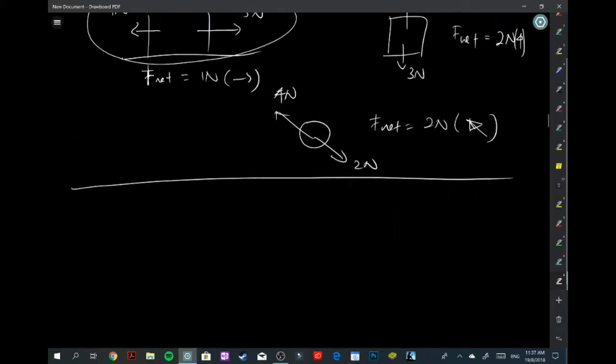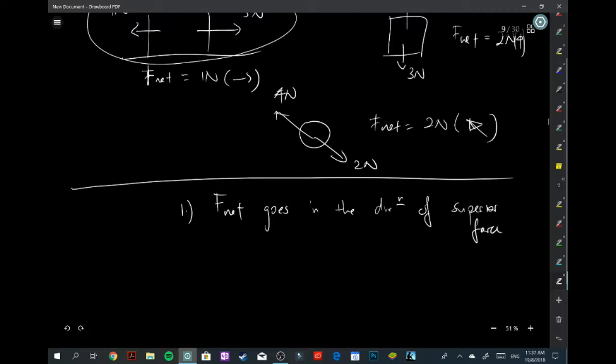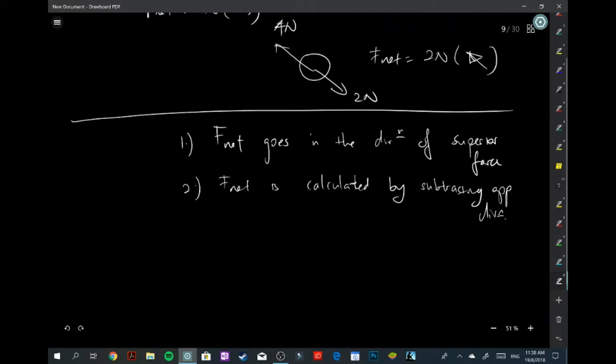Now we know that F net goes in the direction of the superior force. Whichever force is bigger, it will go in that direction. F net is calculated by subtracting forces in opposite directions. If I'm left and you're right, then we subtract each other. If you are right and I'm right, then we add to each other.